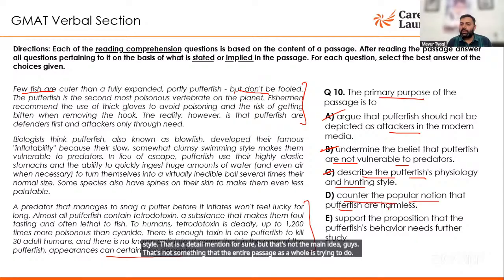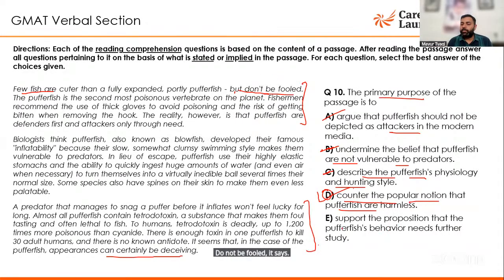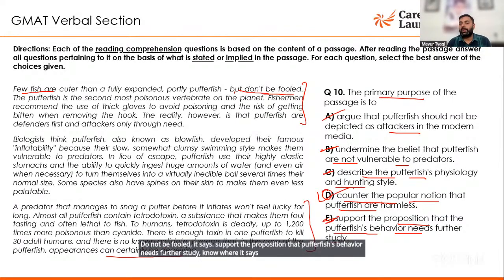Counter the popular notion that they're harmless. Absolutely correct. So they're not really harmless. "Do not be fooled," it says. Support the proposition that pufferfish's behavior needs further study. Nowhere does it say that further study is required.